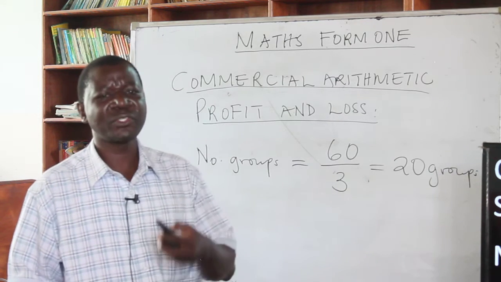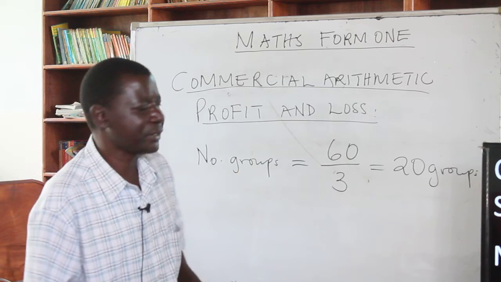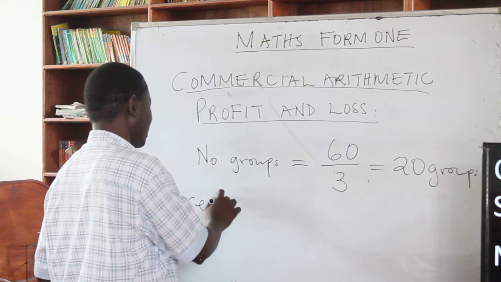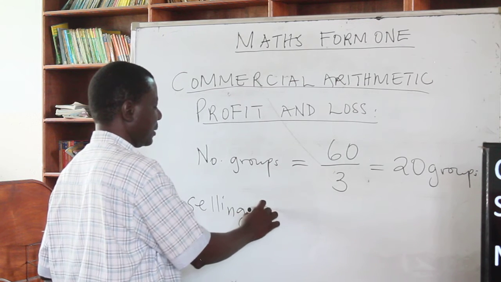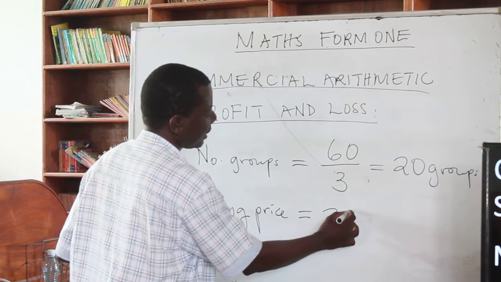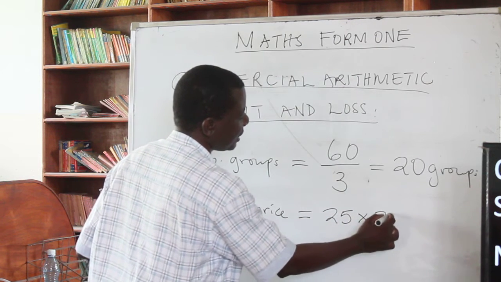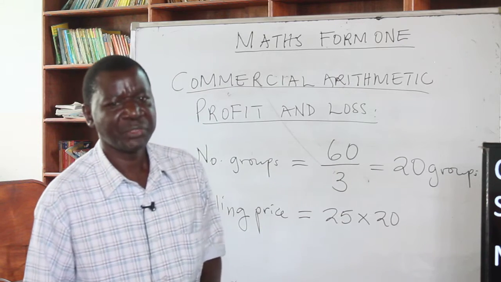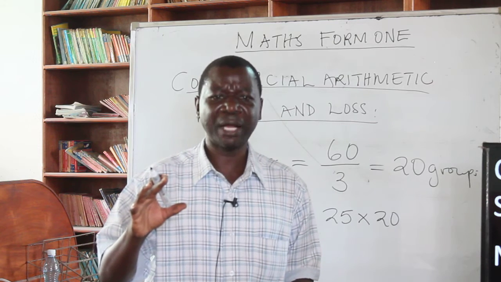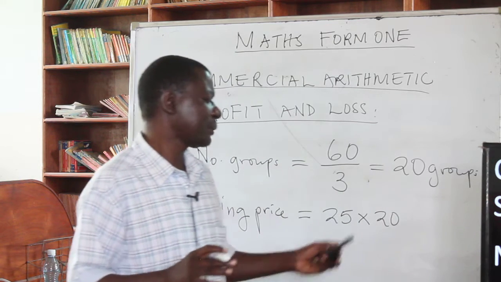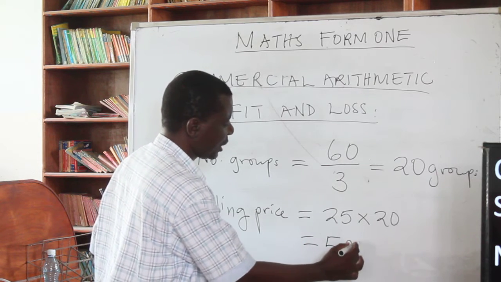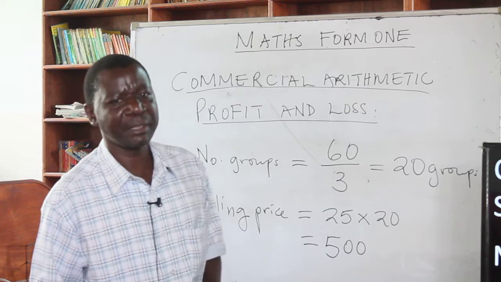So each group was sold at 25 shillings. So the selling price will be 25 shillings, we multiply by 20, because 25 is the amount of money for one group. And how many groups did we have? We had 20 groups. So we multiply by 20. This is going to give us a total of 500 shillings. That is the selling price.